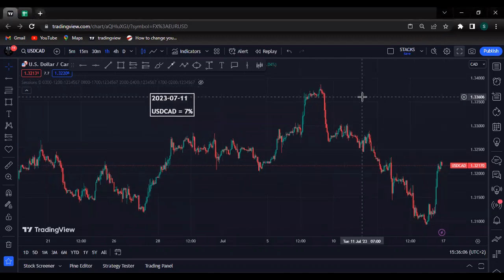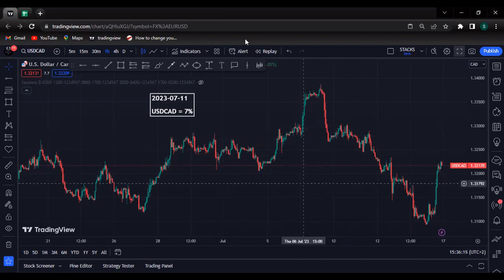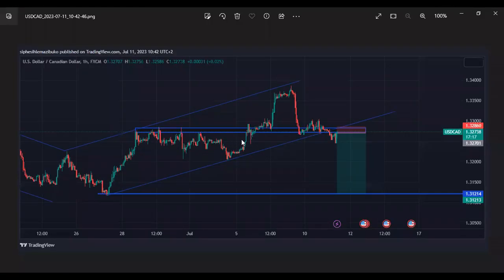So let's get to it. I'm going to start off by showing you guys screenshots again of how the trade was moving from the time I entered, and then from there we'll move back to the analysis. So let's start with the screenshot so you can see how the trade played out. This is the trade that I took of USDCAD on the 11th of July last week, Tuesday.